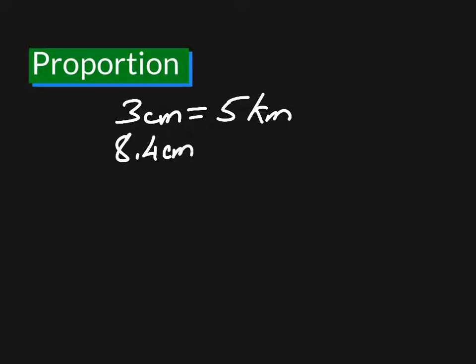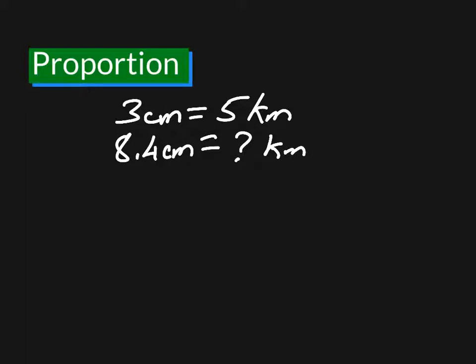So here's another example. Let's say you have a map, and on the map it says that 3 centimeters on the map is equal to 5 kilometers in actual distance. And you measure the distance between 2 points on the map and you find that it's 8.4 centimeters. So you want to know how many kilometers is that?